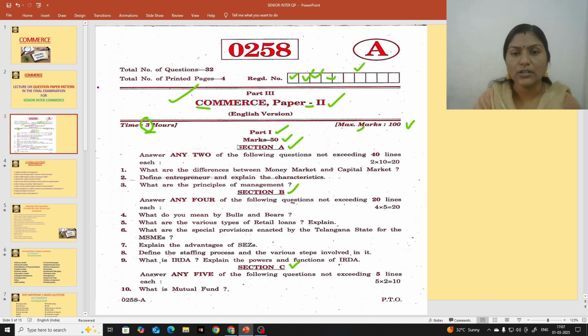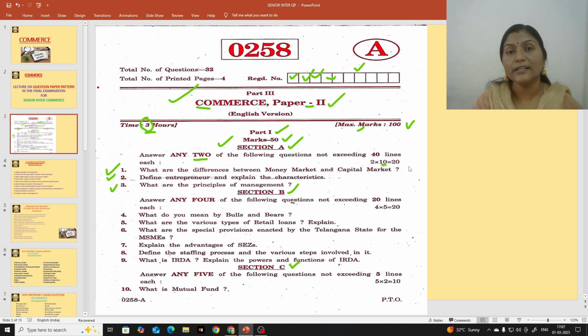Now come to section A. In section A you will get 3 questions, students, but you have to attempt only 2 questions. Hope this is clear. This is the long questions bit. Each question carries 10 marks. So you can see your weightage.